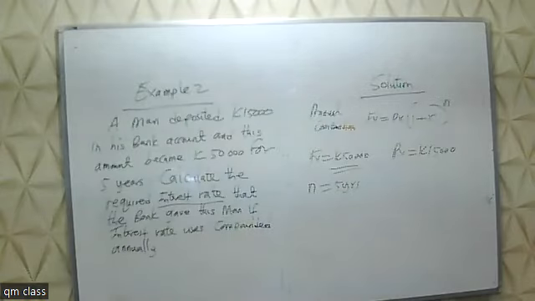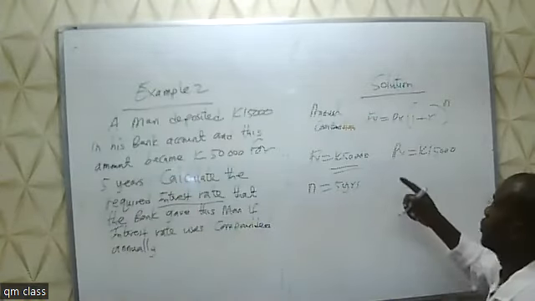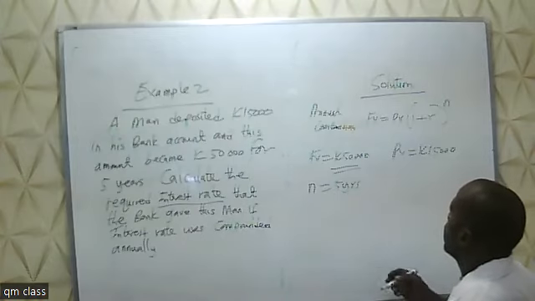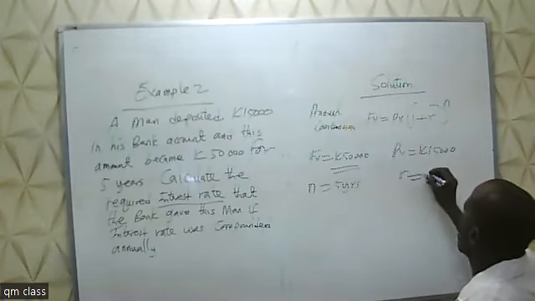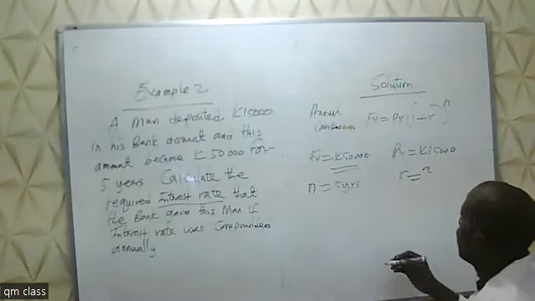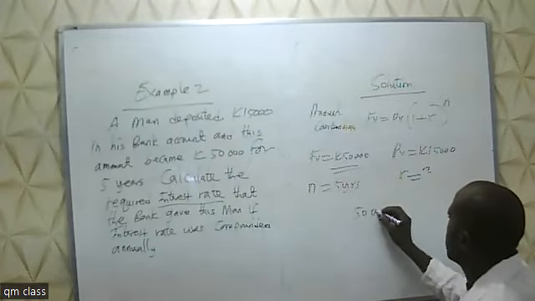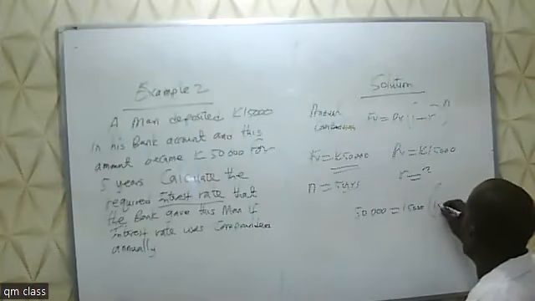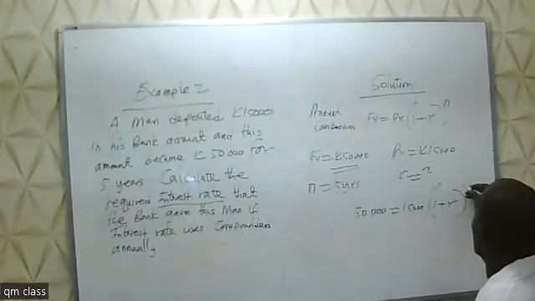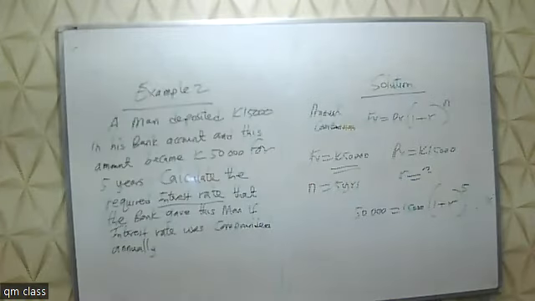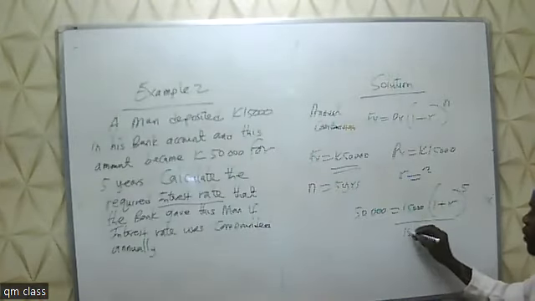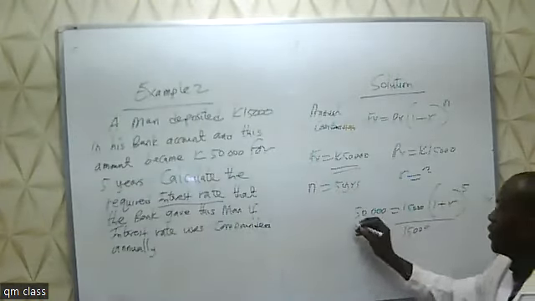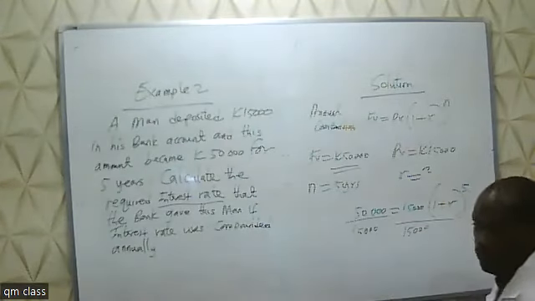So now, what happens here? We need to substitute. We need to find the interest rate, which is what they are looking for. So it would be 50,000 equals the present value of 15,000 times 1 plus r, which we don't know, to the power 5. So we are trying to find r now, making r the subject of the formula. We divide this side by what? 15,000 here, and here also divide by 15,000.